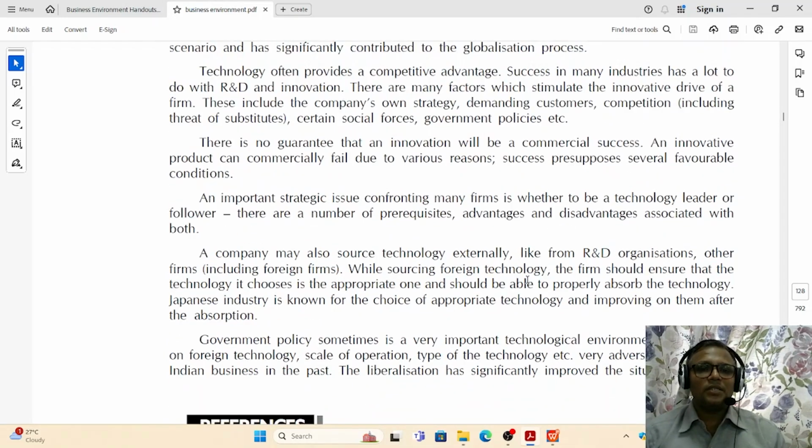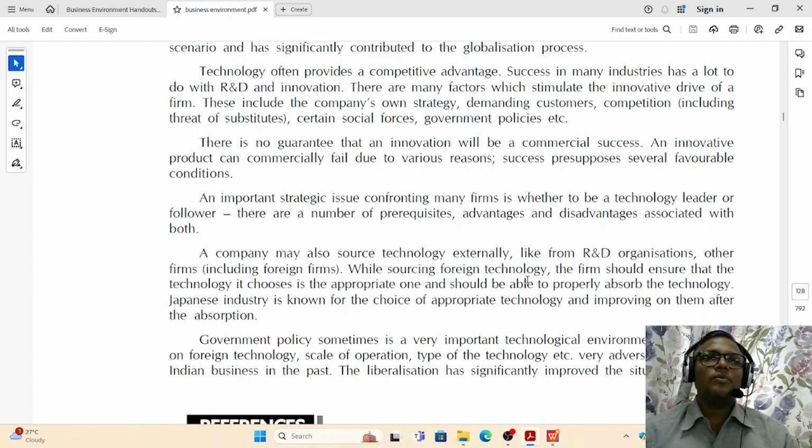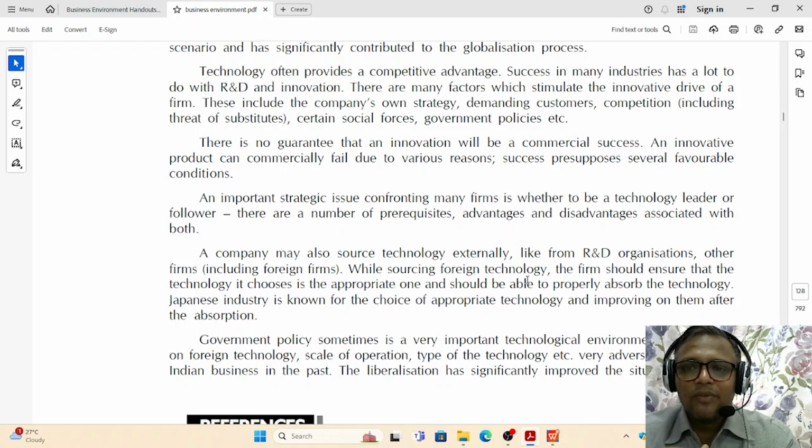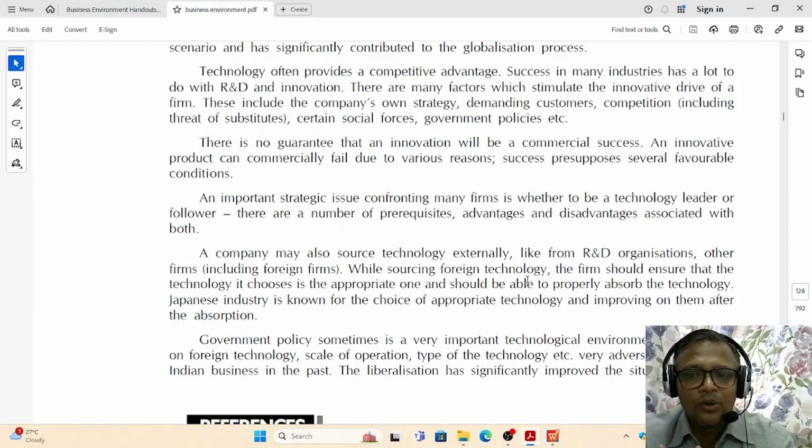Thus, the important strategic issue confronting many firms is whether to be the technology leader or to be the follower. There are a number of advantages and disadvantages associated with both. The company may also source technology externally, like from R&D departments, other firms, including foreign firms. While sourcing foreign technology, the firm should ensure that the technology it chooses is appropriate, and one should be able to properly absorb the technology. Japanese industry is known for the choice of appropriate technology and improving on them after the absorption.